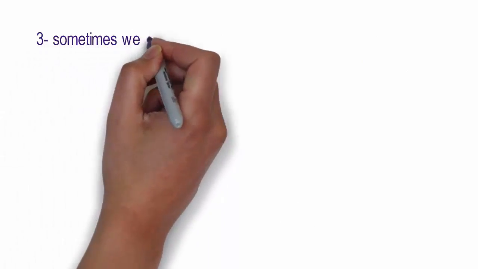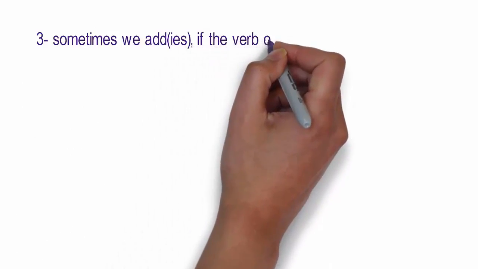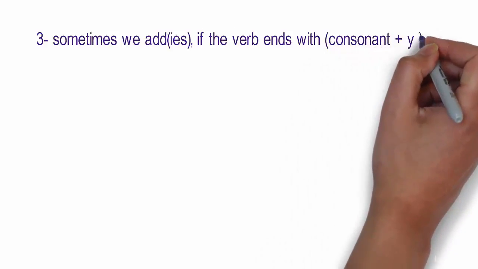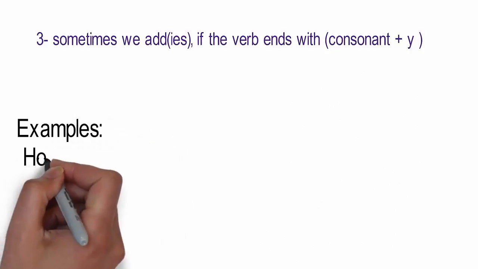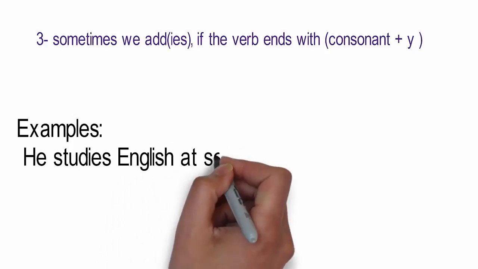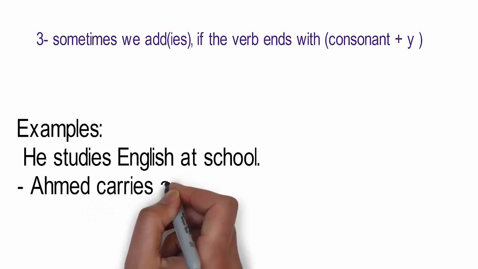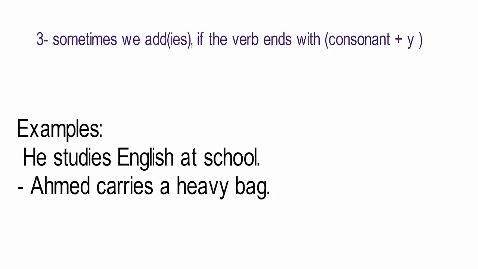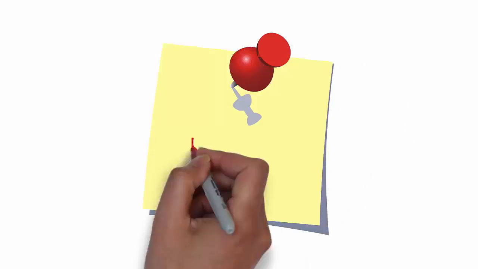Sometimes we should add ies if the verb ends with a consonant letter plus y. We should change the y into ies. For example, he studies English. Ahmed carries a heavy bag. As you can see, the verbs are studies and carries. The verb study, before the y we have the d, so we change the y into ies. The verb carry ends with y, and before the y there is r, so we change the y into ies. So that's it for the second team. So remember, if the subject is he, she, it, or a singular noun, you can add s, es, or ies.